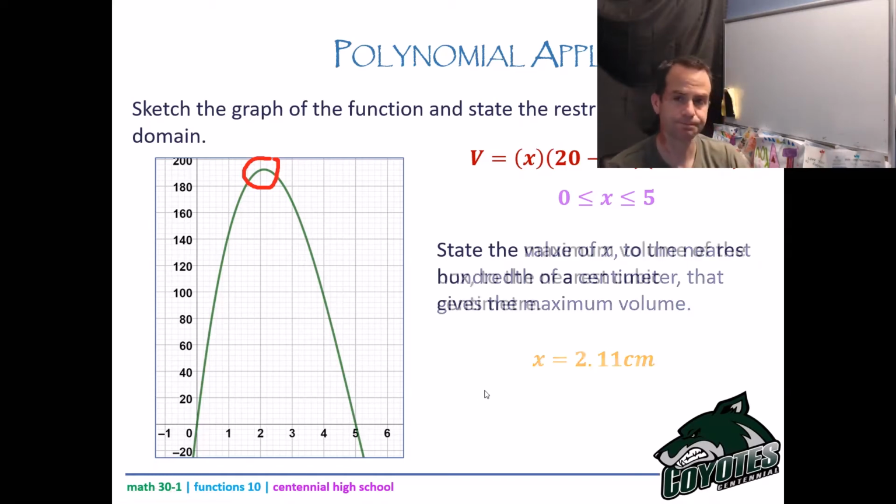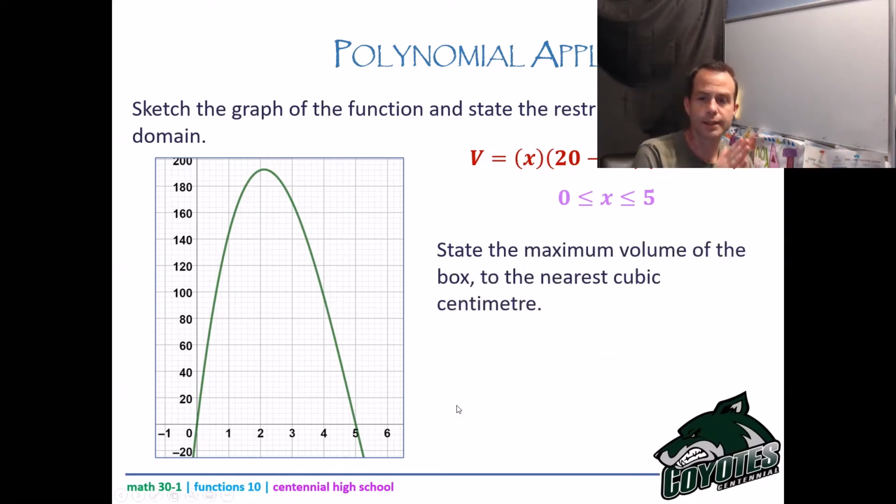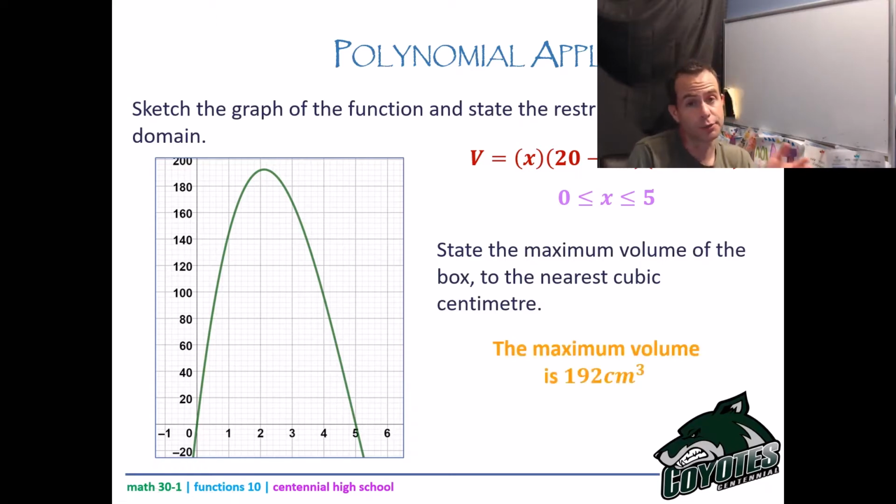Okay. So now it says state the maximum volume of the box to the nearest cubic centimeter. Well, you just did that on a graphing calculator, right? You've calculated the max point. So the y value at that max point was 192. Now, if you wanted to do something algebraic, you could also have taken your 2.11 and plugged it in for x, and you would have gotten 192 there. But your graphing calculator is telling me that right away.